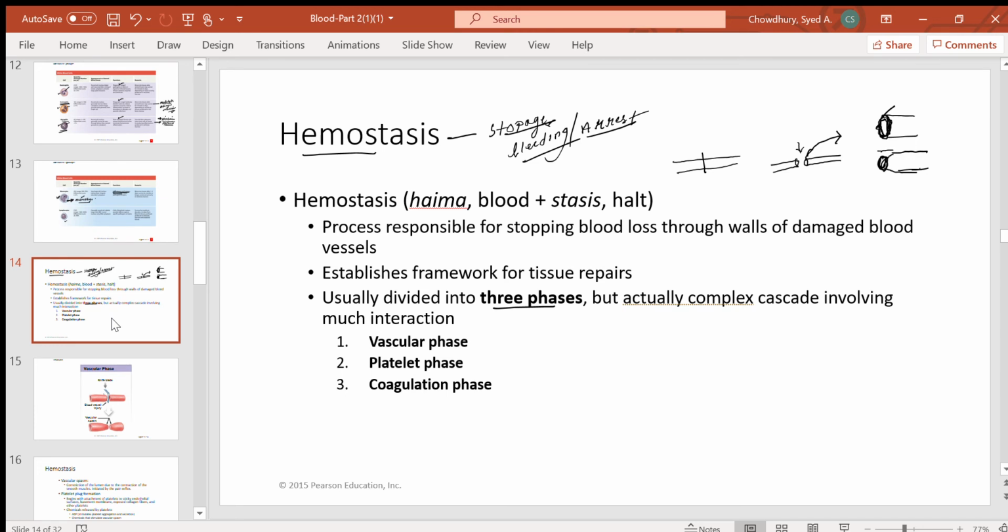Instead of being this big, it will constrict. So that will decrease the bleeding, right? First thing, narrowing of the lumen due to the contraction of the smooth muscle. That is called the vascular spasm. Let me write it here. Vascular phase, vascular spasm or constriction of the lumen. Okay, so that will reduce the bleeding. Then what will happen next?